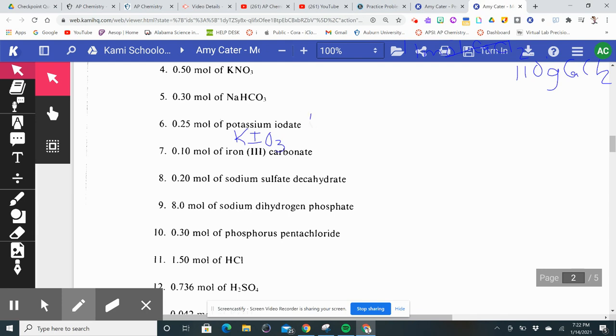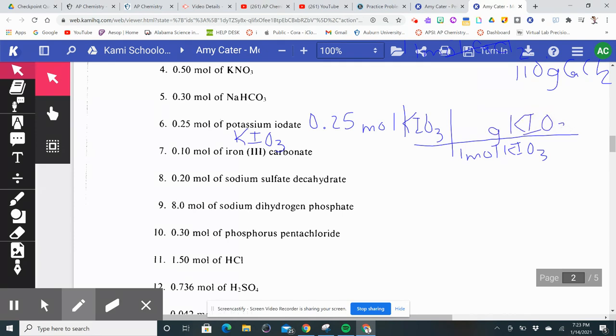Okay, so I'm going to take 0.25 moles of KIO3 and 1 mole of KIO3. I have to figure out how many grams of KIO3 there are.